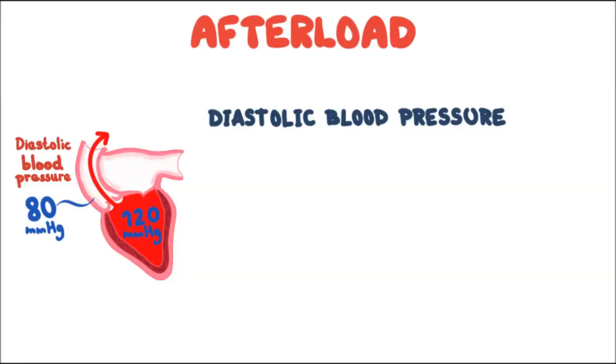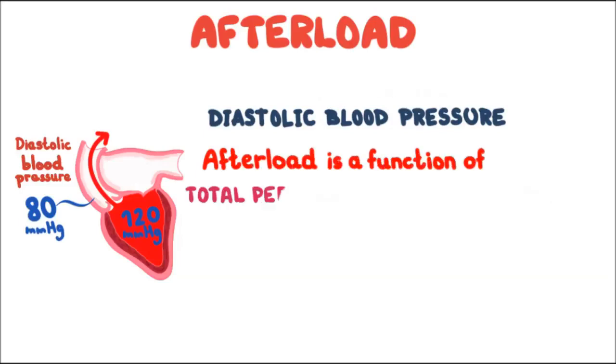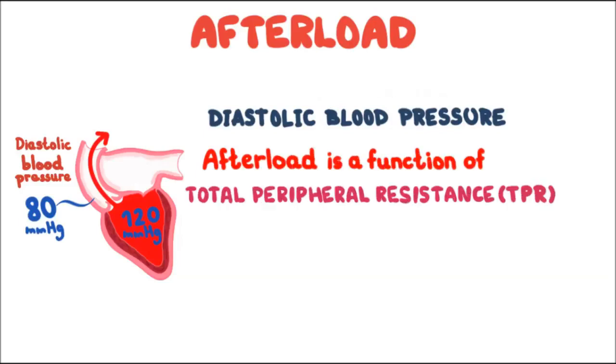It is very important to know that the diastolic blood pressure is mainly determined by the resistance of the arterioles. Thus, afterload is a function of total peripheral resistance. Because we cannot clinically calculate the total peripheral resistance, we use the diastolic blood pressure as a clinical index of afterload.